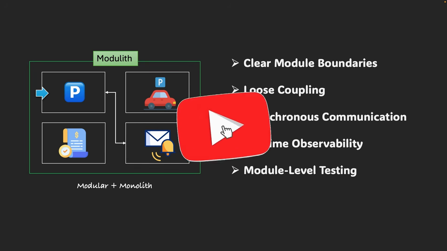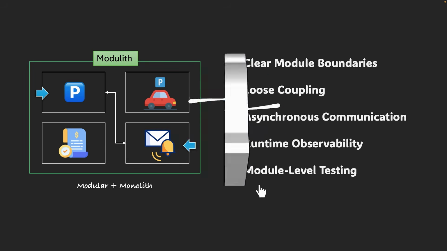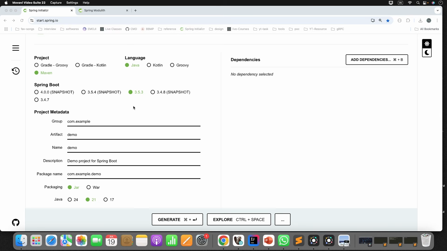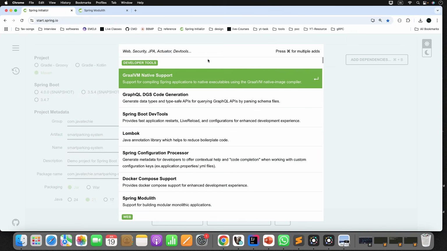Okay, let's go to our Spring Initializr. We'll create a new project from scratch. So let's create a Spring Boot project first. We are using the latest version of Spring Boot, 3.5.3. Then I will name it Smart Parking System, JDK 21.